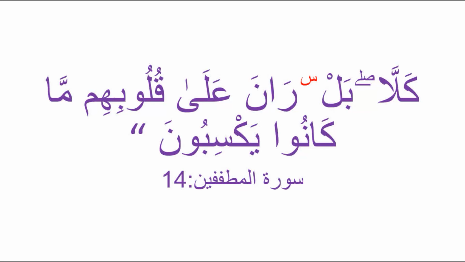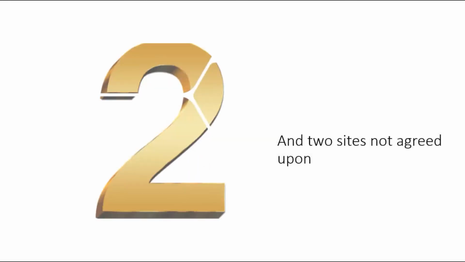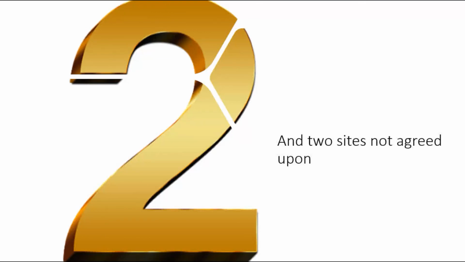كَلَّا بَلْ رَانَ عَلَى قُلُوبِهِمْ مَا كَانُوا يَكْسِبُونَ. No, rather the stain has covered their hearts from what they were earning. It means their bad deeds turned their hearts, made their hearts rust, and changed their color. Now we are going to the two sides which are not agreed upon in the next video.